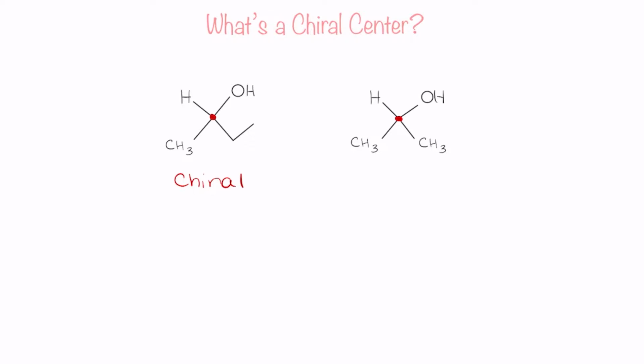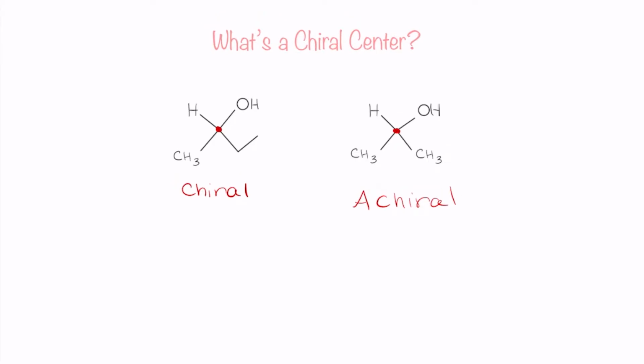What about the example I have to the right? This carbon here is attached to an alcohol group, a hydrogen, and two methyl groups. So, because these two groups are the same, this carbon isn't attached to four different groups. And so we say that this is not chiral. In other words, we can also say that it is achiral.